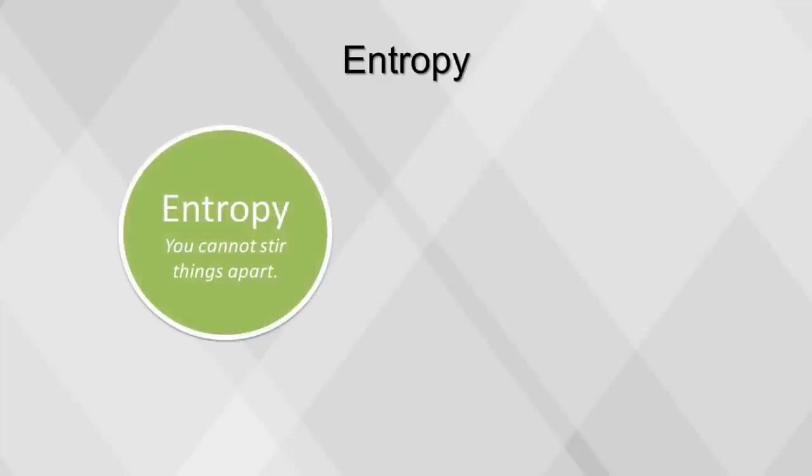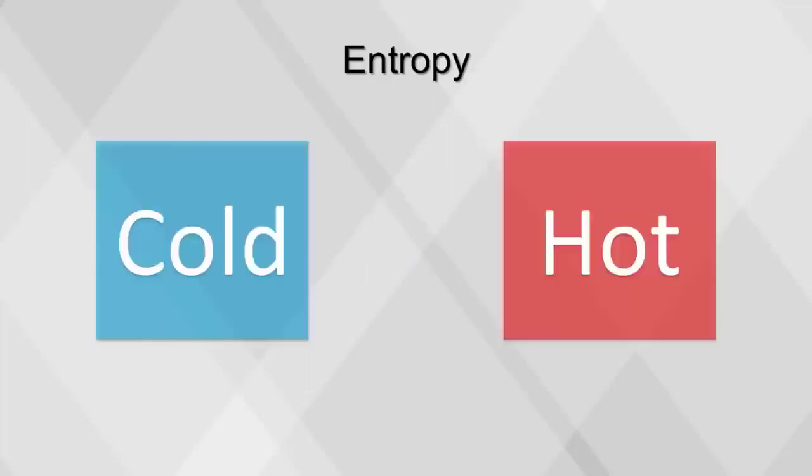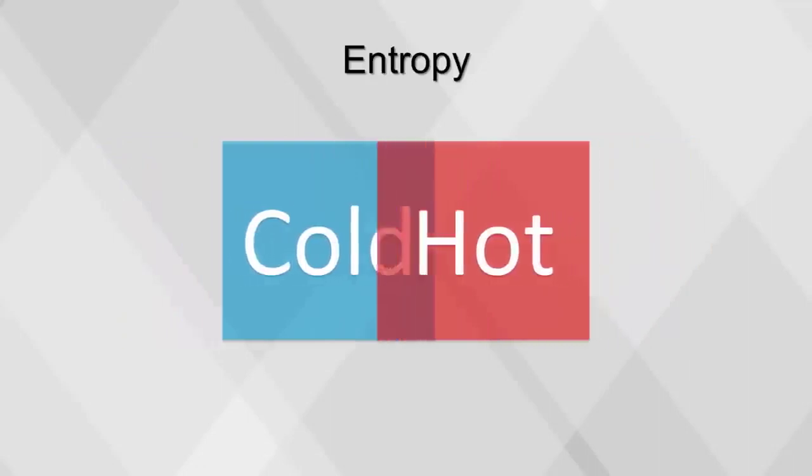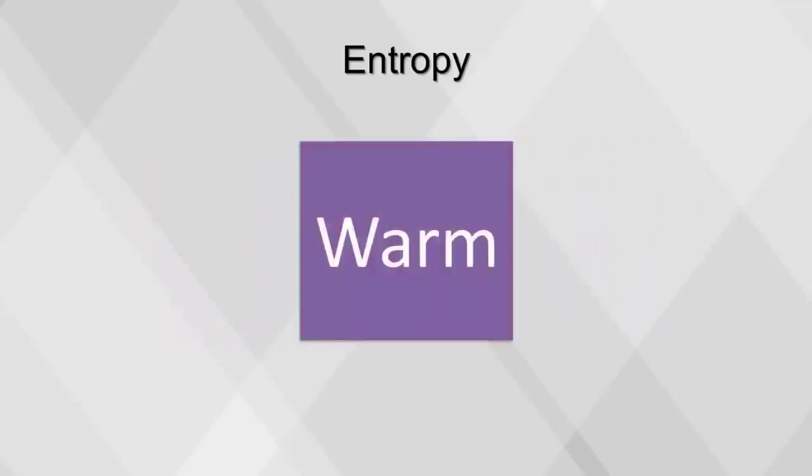Entropy refers to the fact that you cannot stir things apart. It's a measure of information content and unpredictability. Here's a concrete example of entropy. If you have cold water and hot water and mix them together, you will have warm water. You can't separate the cold and the hot after they're mixed. This is what is meant by you cannot stir things apart.